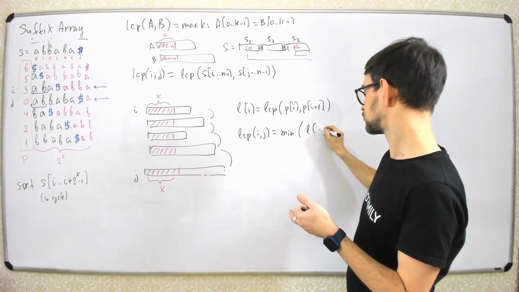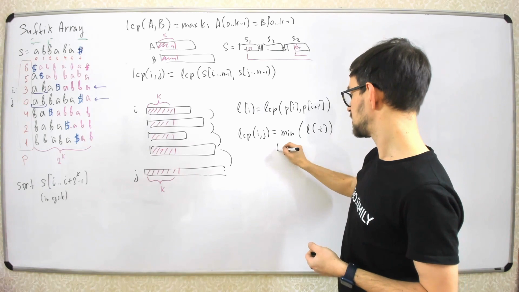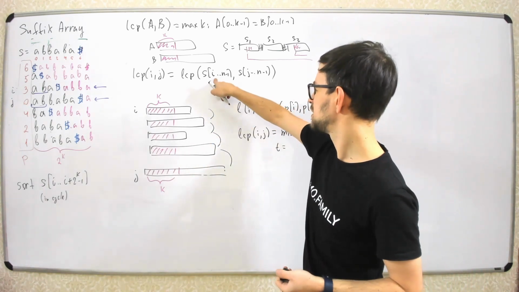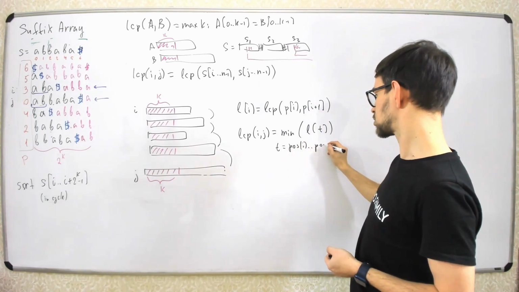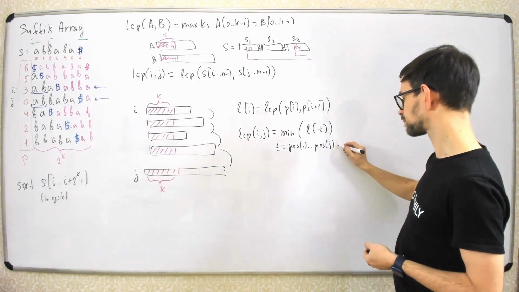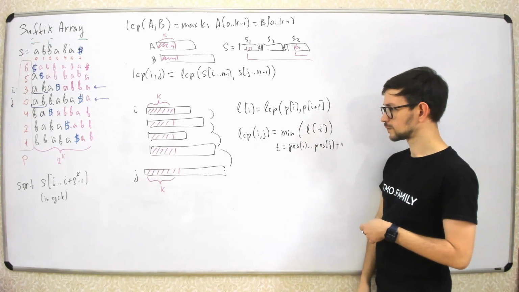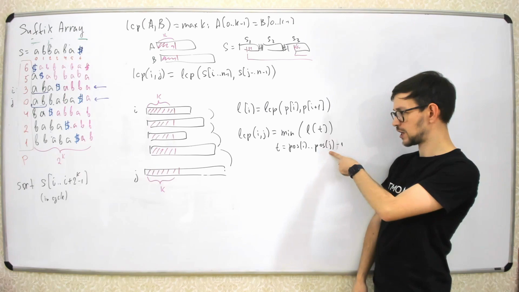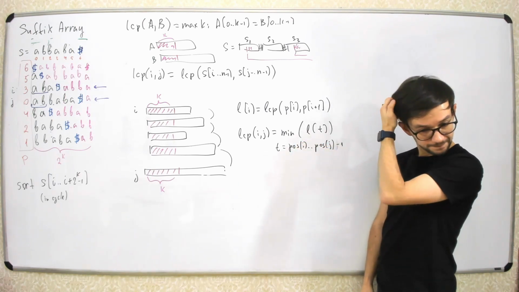So the LCP of i and j will be the minimum of L[t] for t going from the position of i to the position of j minus 1, something like that. So we need to find the position of suffix i, the position of suffix j, and between them find the minimum in this segment.